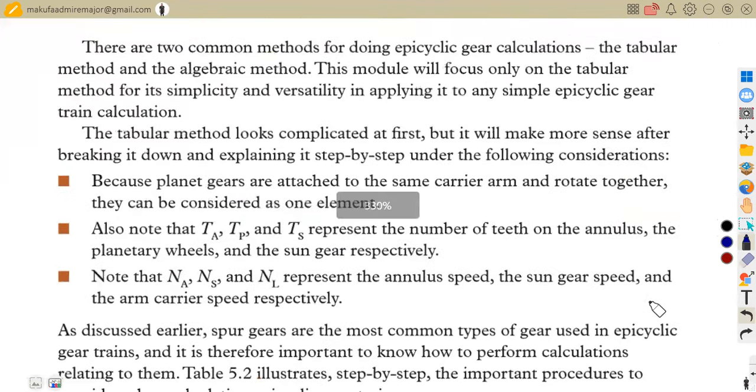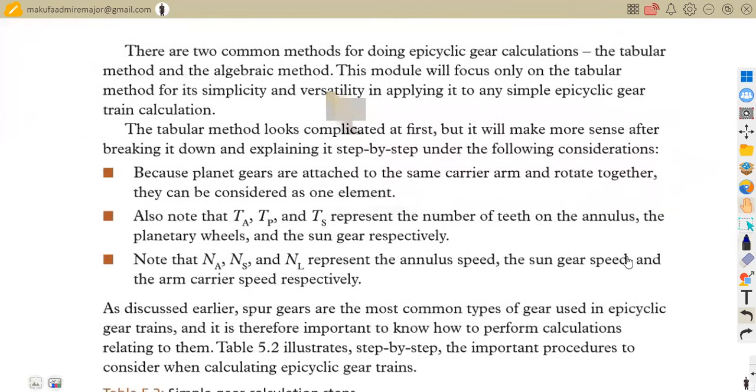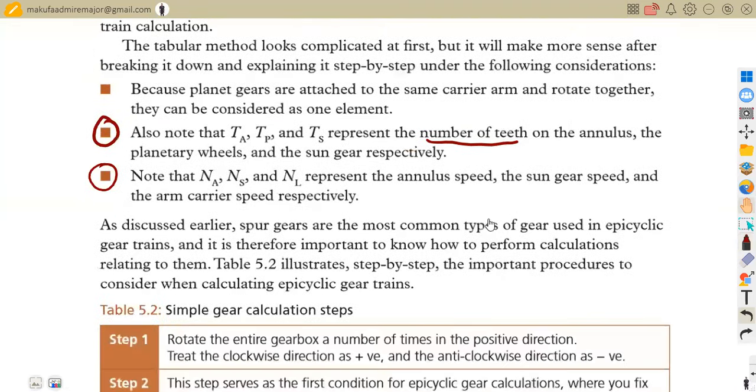Those are some of the things that you shall consider, and also the indication of your number of teeth. T is for the number of teeth, so TA for the number of teeth on the annulus, and likewise for the planetary and the sun gear. For the speed, we are going to use N: NA, NS, NL for the annulus, the sun gear, and the arm, if you're dealing with the arm. For the planetary, we do not consider the speed. We are not going to consider that part. We shall see it in our calculations and so forth.